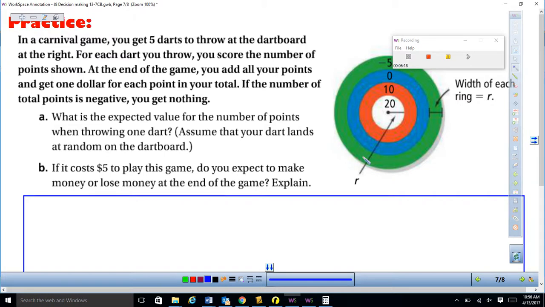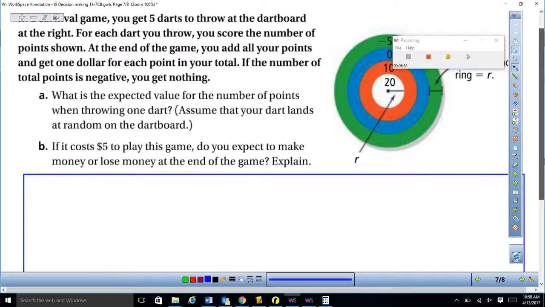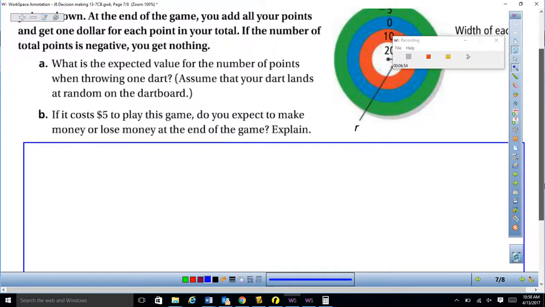In a carnival game, you get 5 darts to throw at the dartboard at right. For each throw, you score the number of points shown. At the end of the game, you add all your points and get $1 for each point in your total. If the number of total points is negative, you get nothing. What is the expected value for the number of points when throwing a dart, assuming your dart lands at random on the dartboard? And the last part we're going to look at is, if it costs $5 to play, do you expect to make money or lose money at the end of the game?